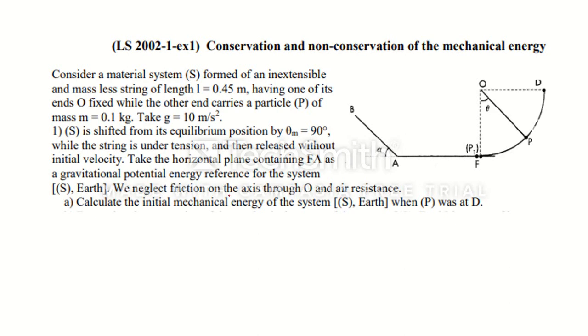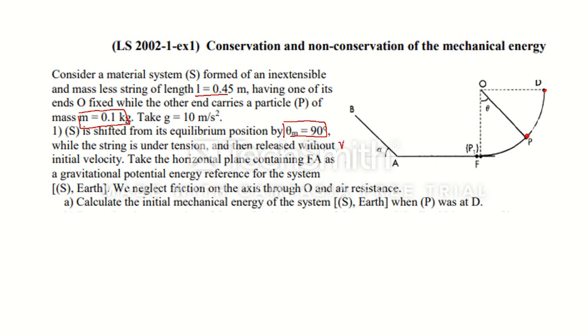So consider a material system S formed of an extensible and massive string of length L, having one of its ends at the point O, and the other carrying a particle P of mass m equals 0.1 kilogram. So S is shifted from its equilibrium position by theta maximum equal to 90 degrees. This means it's here at this point, while the string is under tension, and then released without initial velocity.